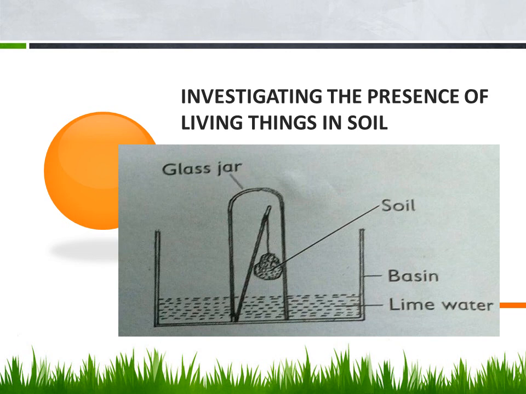Then the level of water, if you look at my setup, the level of water in the glass jar increases while that of water in the basin decreases. Pupils, this shows that there were living organisms which have used up part of the air. Then lime water will turn milky or white due to carbon dioxide.